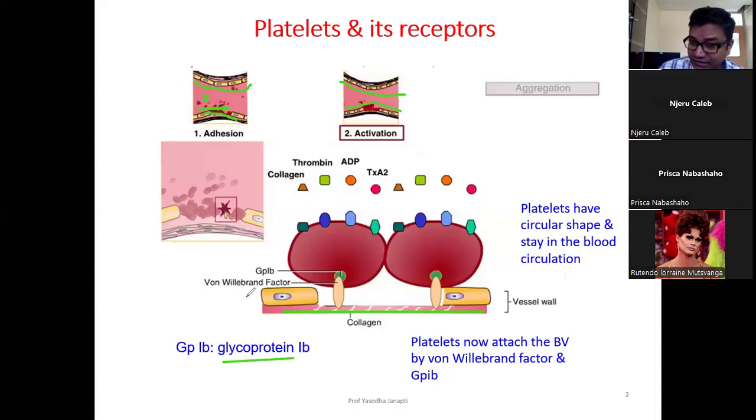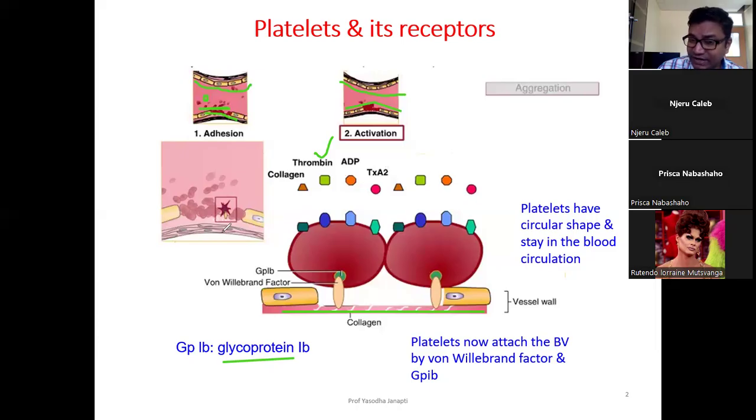Then glycoprotein, and also Von Willebrand factor. And it also has thrombin receptors. These are all the receptors present on the platelets: ADP, adenosine diphosphate receptor, thromboxane A2 receptor. So all these receptors can get activated during hemorrhage.